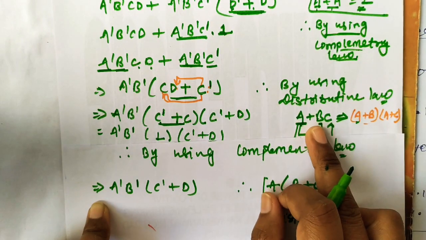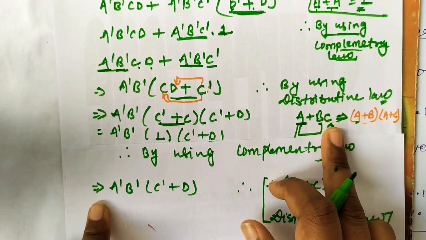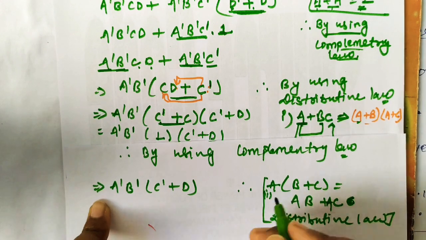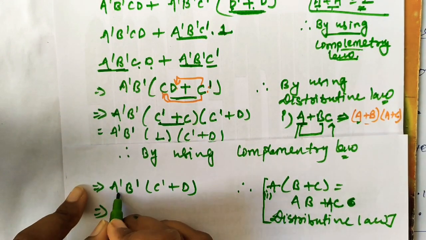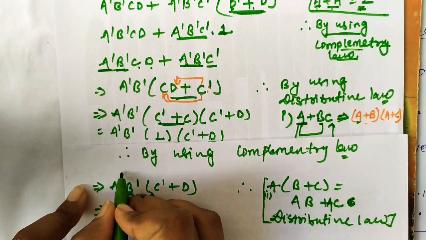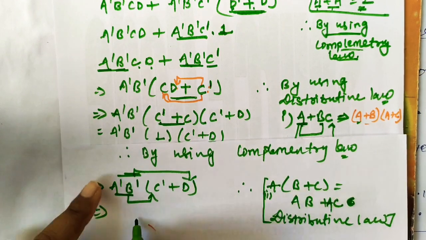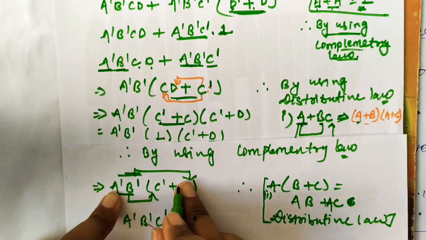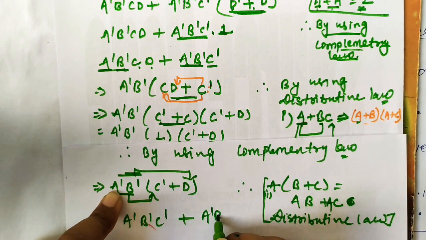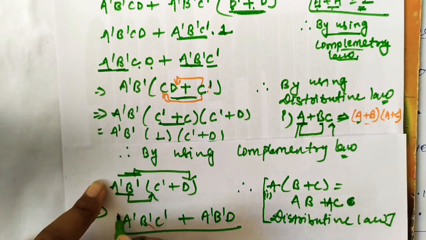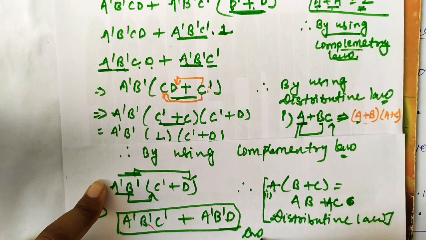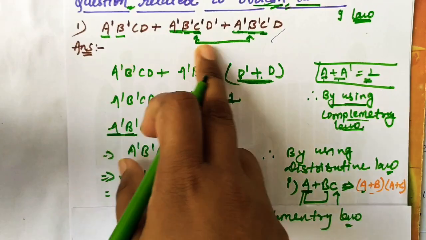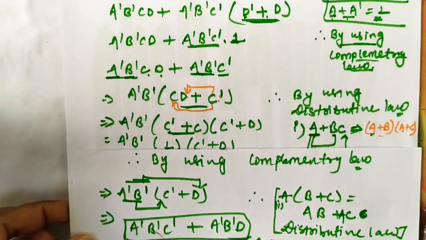This is also the distributive law. In the distributive law there are two laws. The first one is this and the second one is that. So by using the distributive law, we multiply this value by this, and again we multiply this value by this. So the answer is a dash b dash c dash plus, multiplied with d. So a dash, b dash and d. This is the answer. This is the simplified form of that question.